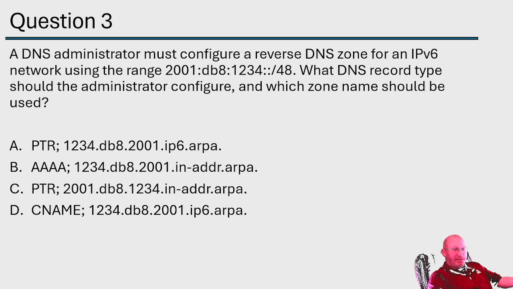If you said D, CNAME 1234.db8.2001.ip6.ARPA, well, CNAME is not used for reverse DNS mapping. PTR is, right? So PTR reverses the hexadecimal notation. So we have the correct reverse of the hexadecimal right there, and it uses the IP6 ARPA domain, which we see here as well. PTR is going to be the right one on that one.